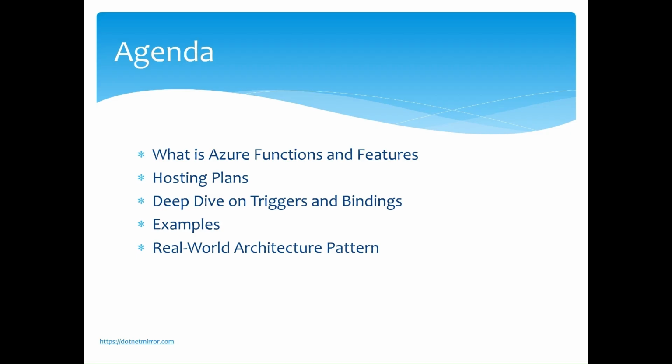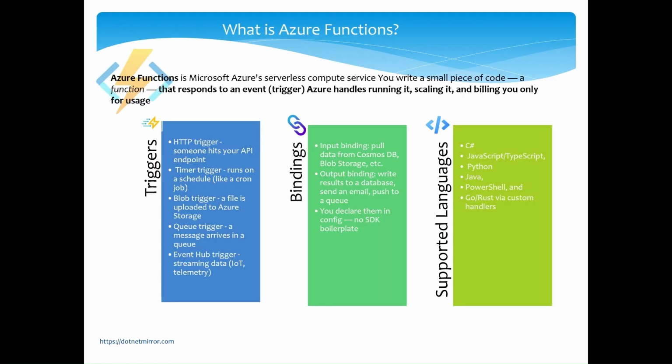We will start with a brief overview of what Azure Functions actually are. Then we will move into the core model, the real value of this presentation, taking a deep dive into triggers and bindings. We will walk through some real code examples, look at how these pieces fit together in a real world architecture pattern, and wrap up with some essential best practices for running this in production. First, let's do a level set.